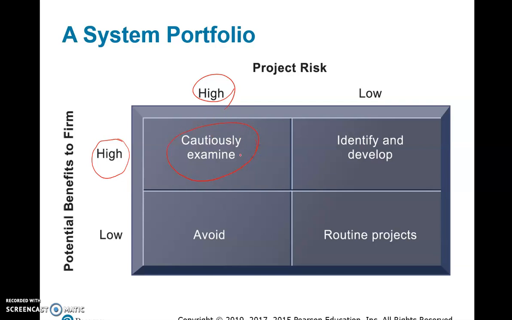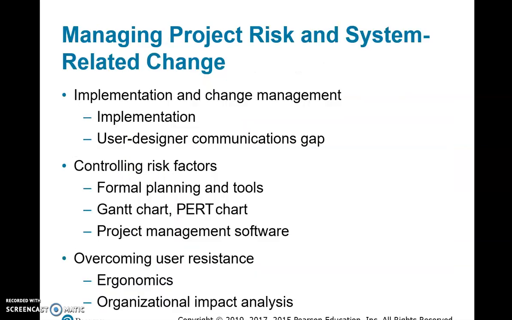companies usually have to cautiously examine the project or the portfolio. If the risk is low but the benefits are very high, then you identify and develop the projects. If the potential benefit is low as well as the risks are high, you avoid the project. If the risks are low and the potential benefits are low, then it is a routine project. It can be done. It is a routine thing that should be done. That's how you classify these projects as a systems portfolio.